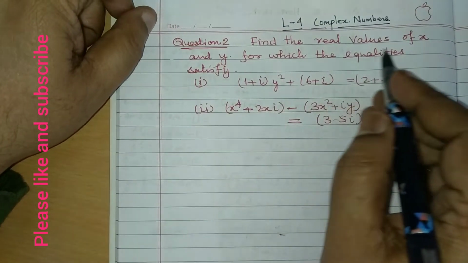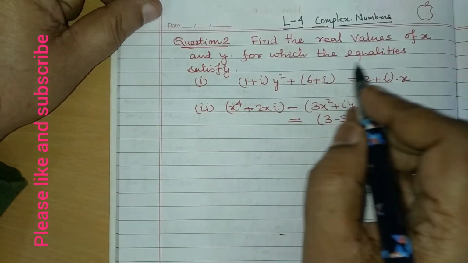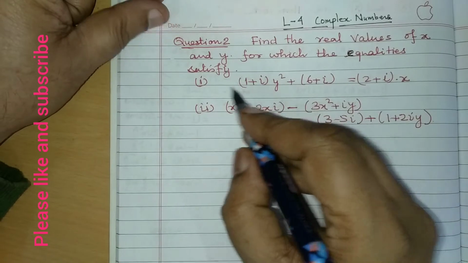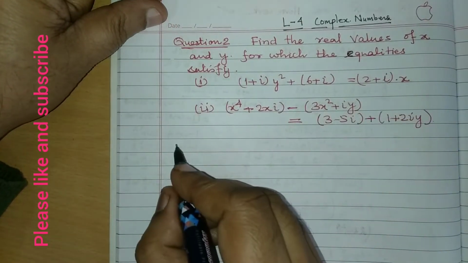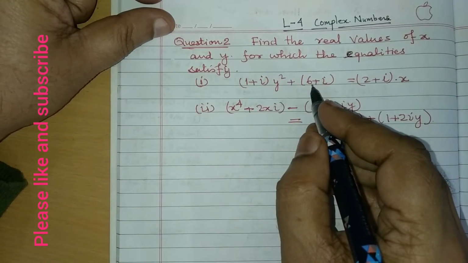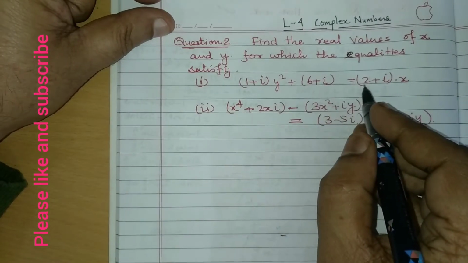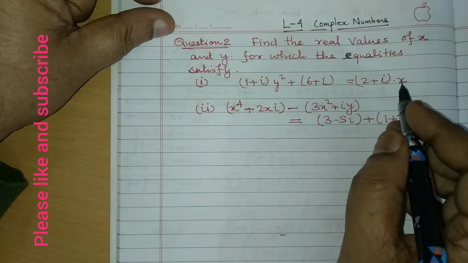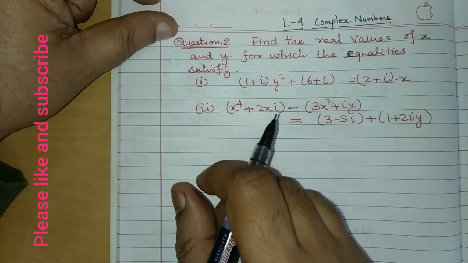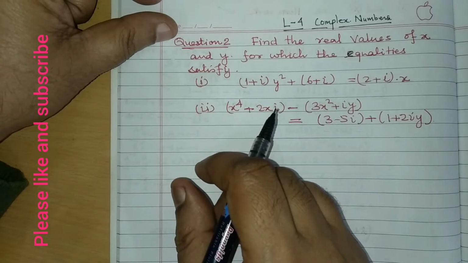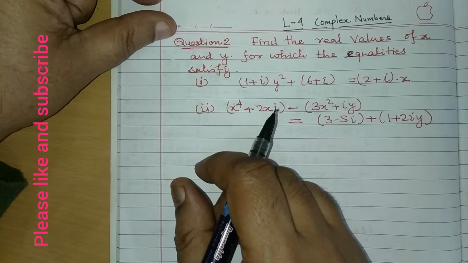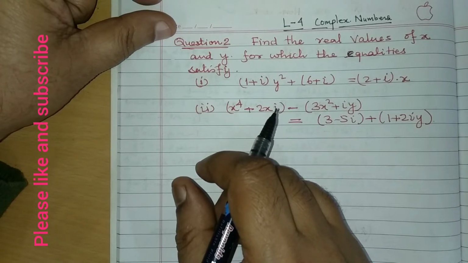So here, find the real values of x and y for which the equality is satisfied. First is given here: (1 + i)y² + (6 + i) = (2 + i)x, and second is this. Two complex numbers are equal if their real parts are equal to the real parts and the imaginary parts are equal to the imaginary parts separately.